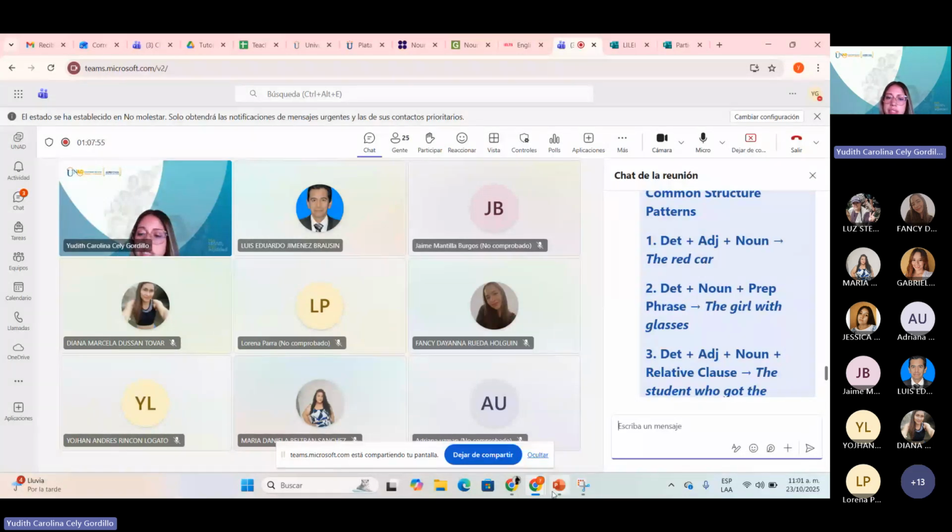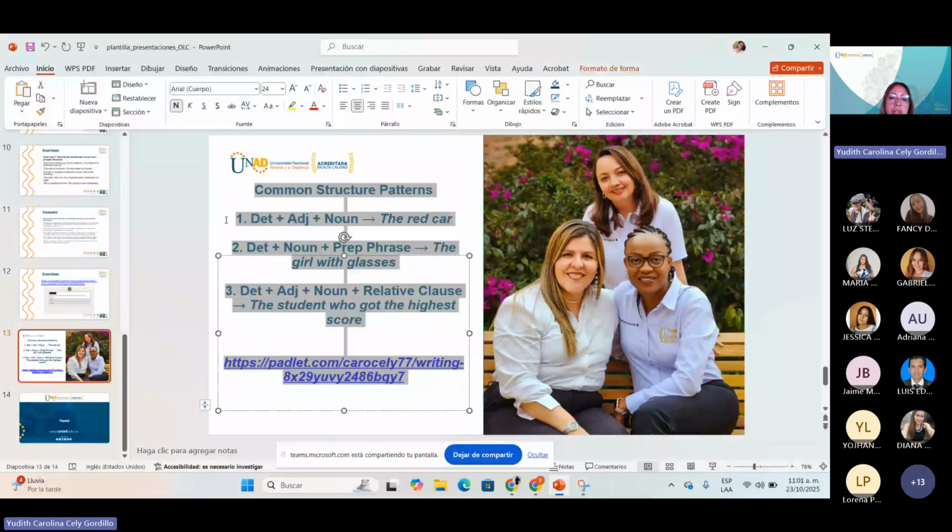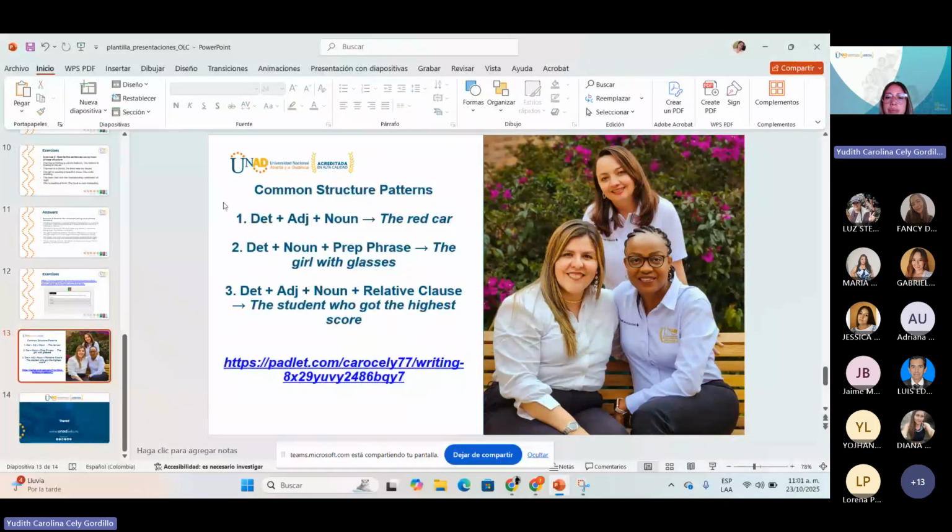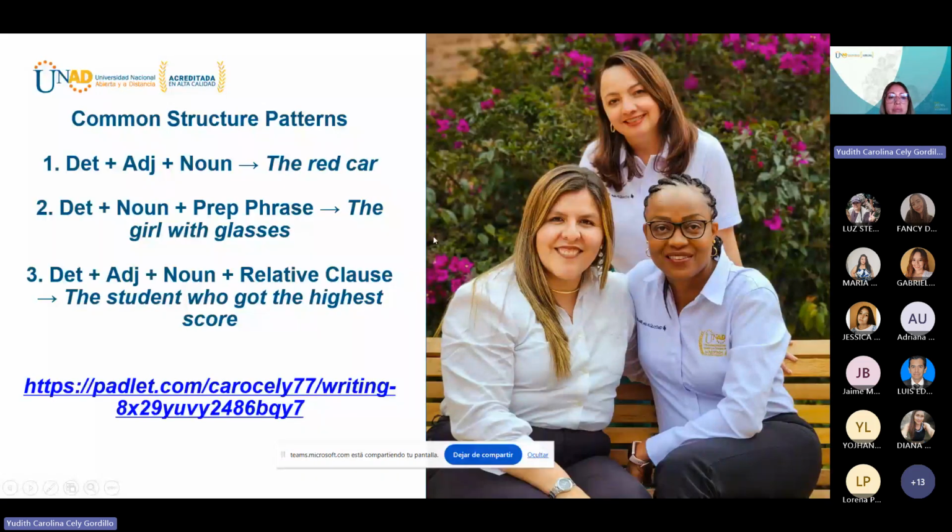I'm sorry, I can't see my screen. Okay, the first one, determiner, adjective, noun, for example, the red car, yeah? The second, determiner, noun, prepositional phrase, for example, the girl with glasses. And number three, determiner, adjective, noun, relative clause. For example, the student who got the highest score.